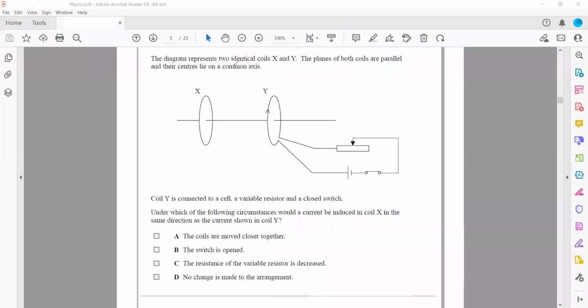So in this question, the diagram represents two identical coils X and Y, and the planes of both coils are parallel to each other as their centers lie on a common axis. The coil Y is connected to a cell, a variable resistor and a closed switch. Under which of the following circumstances would a current be induced in coil X? Basically, if there is a change in the magnetic field, then only it will induce EMF, and that should be in the same direction as the current shown in coil Y. So first, what will happen?